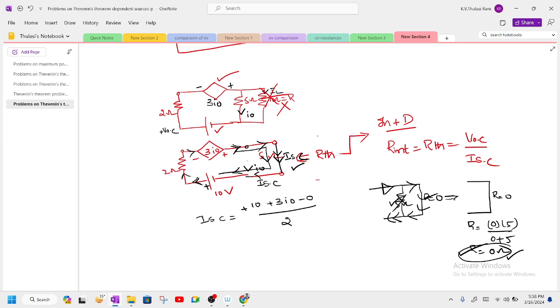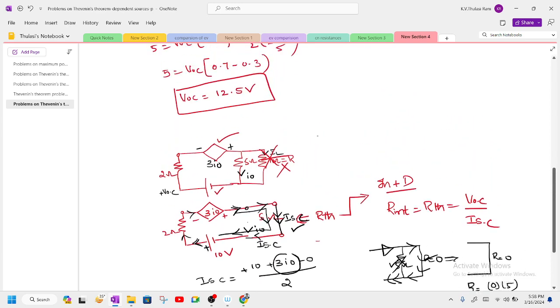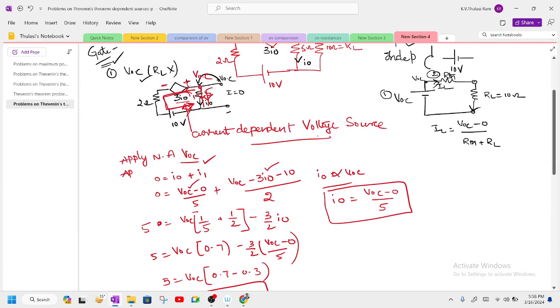So this current you are writing, so this is plus 10 plus 3 I naught, divided by 2 you are getting. But the confusing thing is we require I naught, but how much current will flow in this branch? Zero current. So automatically this term will become 0. Therefore ISC is equal to 10 by 2, which is nothing but 5 amperes. So we are successful in finding out all the values of VOC and ISC.